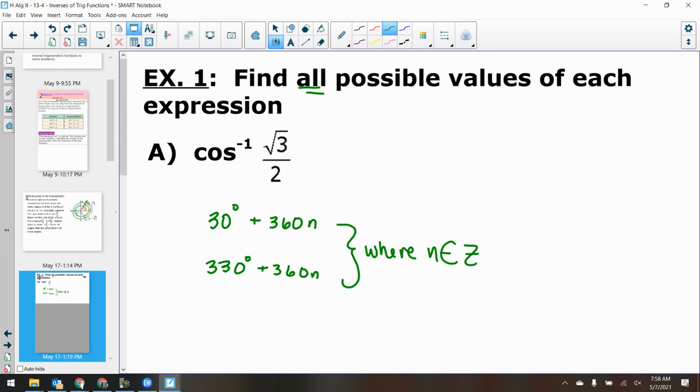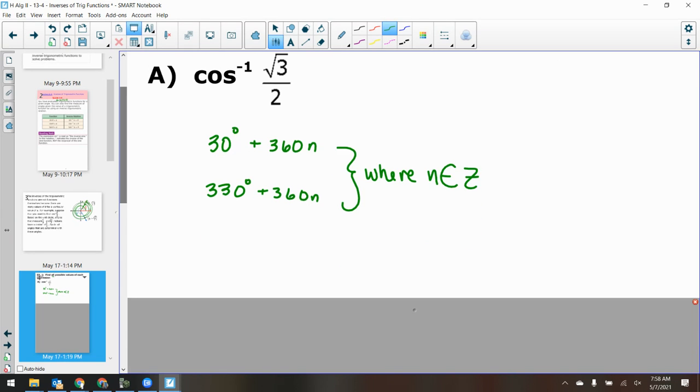And what if the book had asked me, or what if I had asked you on a quiz or test, state your answer in radians. Let's do that, because I will ask that from time to time. What is the radian measure of 30 degrees? Pi over 6, good. And what about in the fourth quadrant? That would be 11 pi over 6. Remember, that's 1/6 less than 2 pi, or 1/6 less than 12 over 6. Now, in terms of a full rotation, what's a full rotation in radians? 2 pi. So we say plus 2 pi n, where n is an integer.